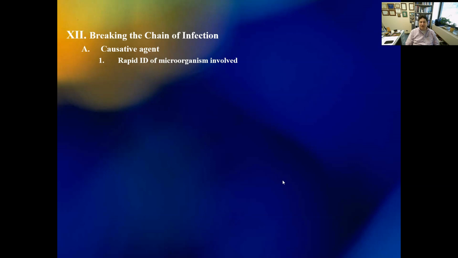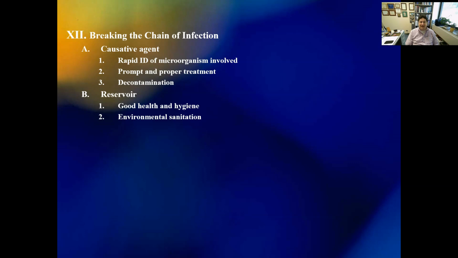Rapid identification of the microorganism involved so we know what we're dealing with. Prompt and proper treatment then. Decontamination, and we've talked about that in previous chapters. What about the reservoir? Okay, to control things at the reservoir level, good health and hygiene, sanitizing equipment and surfaces, and then disinfection and sterilization where necessary. How do we slow down the mode of transmission? That's a big one, okay?